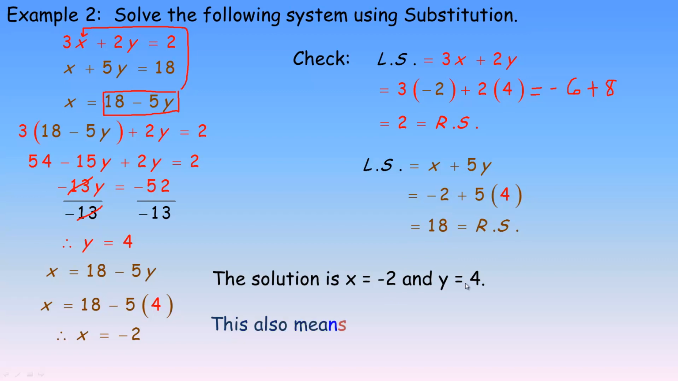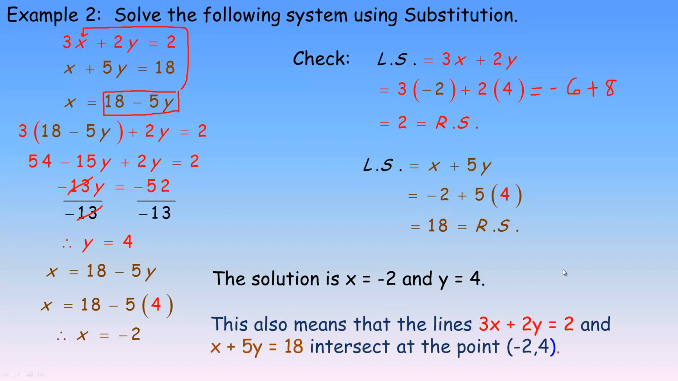And just like I mentioned on the previous page, I didn't actually write it out like this, but again, this also means that if we were to graph these two lines, they would intersect at the point negative 2 comma 4. That would be the point of intersection of these two lines.